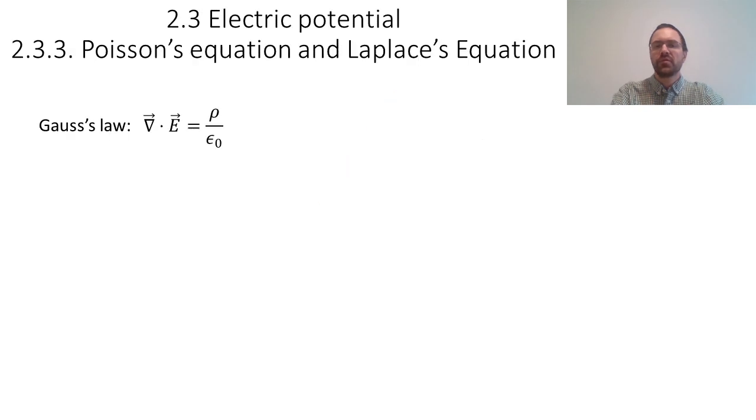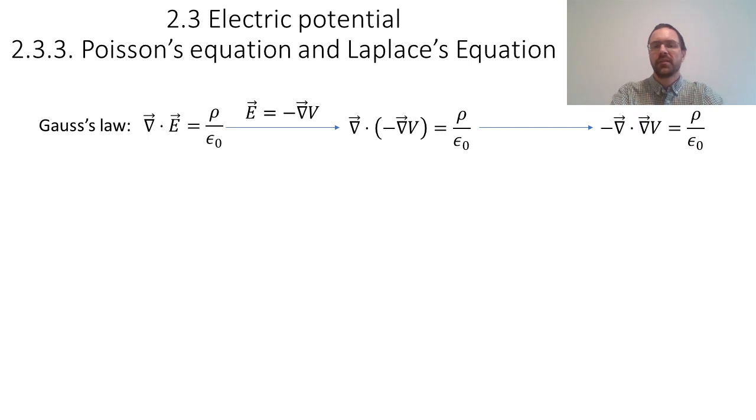The first one is called Poisson's equation. So we start from Gauss's law in differential form. The divergence of electric field is equal to the charge density ρ divided by epsilon naught. And we combine it with the fact that E is also minus the gradient of V. And so the divergence of minus the gradient of V is equal to ρ over epsilon naught.